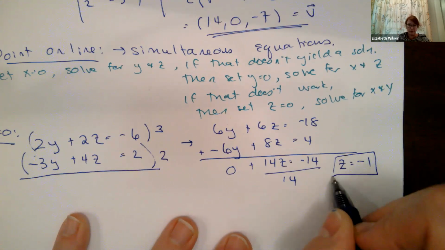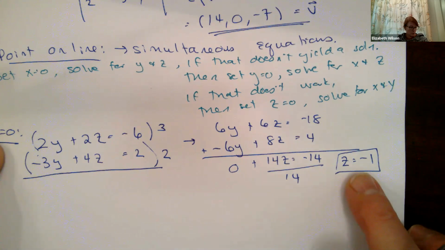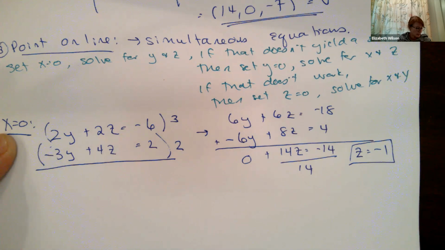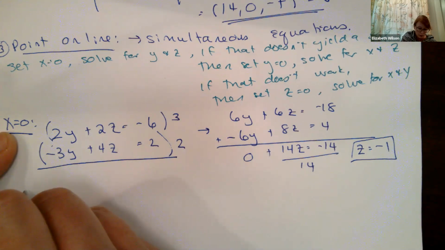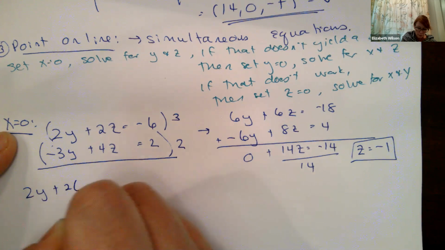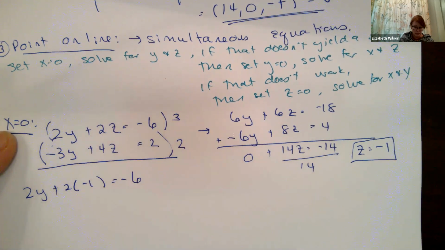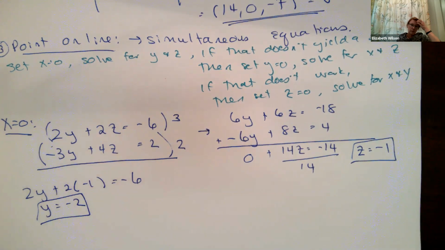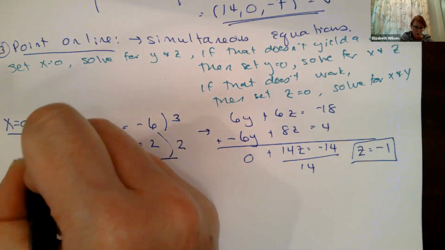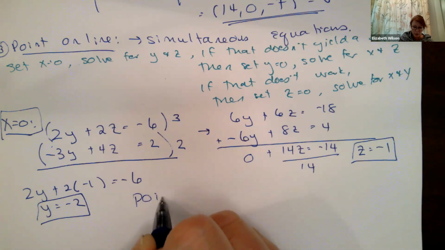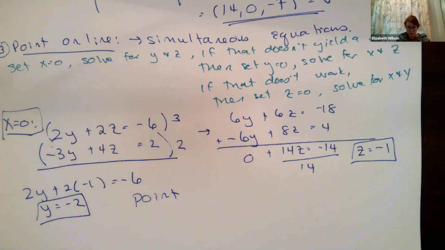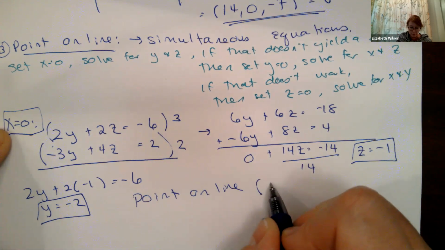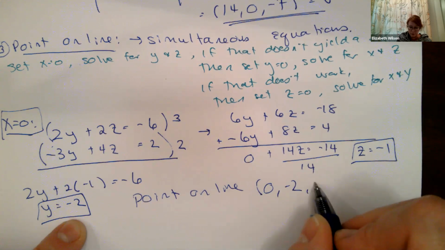Very promising. If x equals 0 and z equals minus 1, I'm going to plug it back into one of these equations and see what I get. So 2y plus 2 times minus 1 equals minus 6, and then solve for y. y equals minus 2. So now I have x equals 0. So the point that's shared between these two planes, these are equations for the planes, the point on the line that's shared between the two planes is 0, minus 2, minus 1.